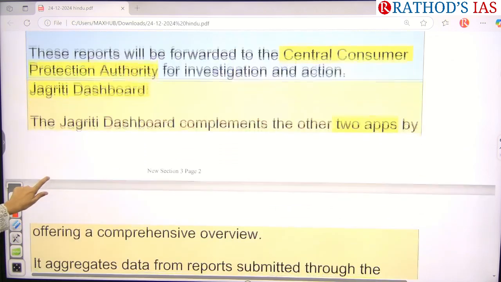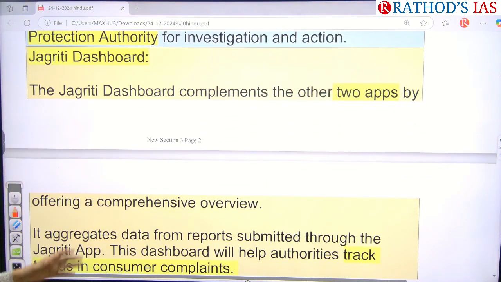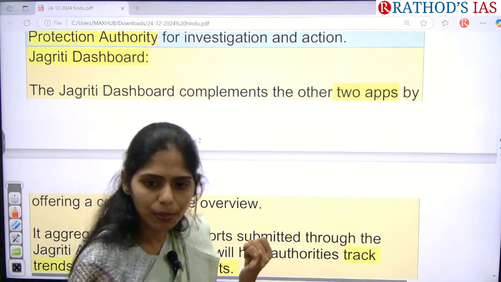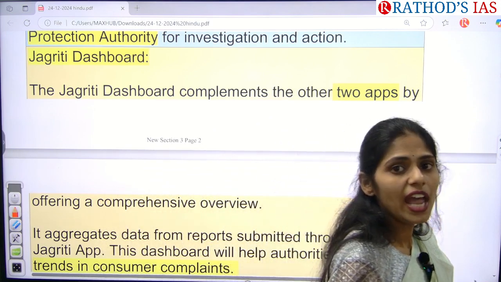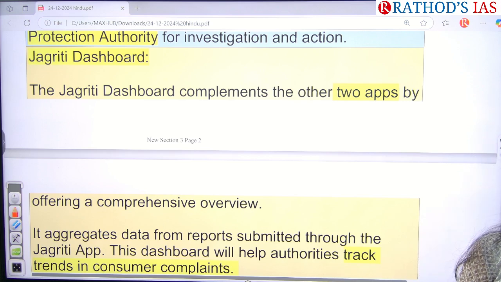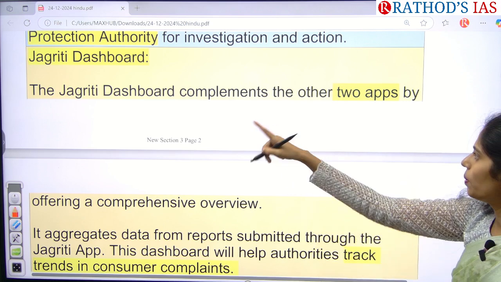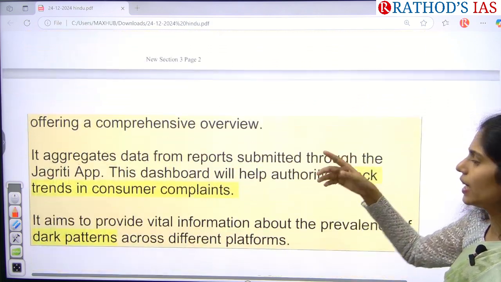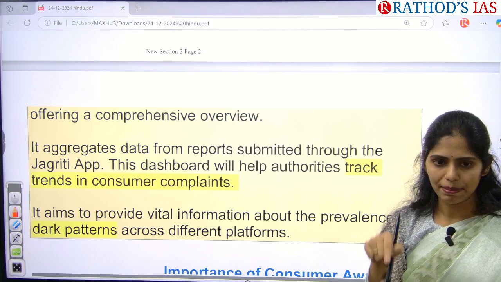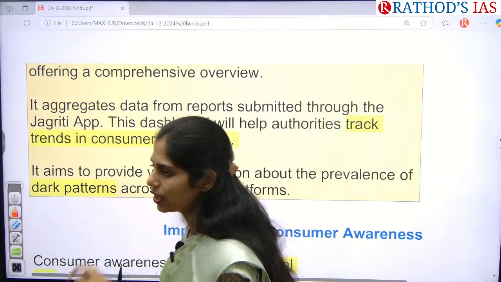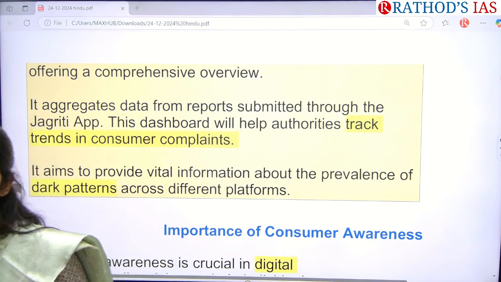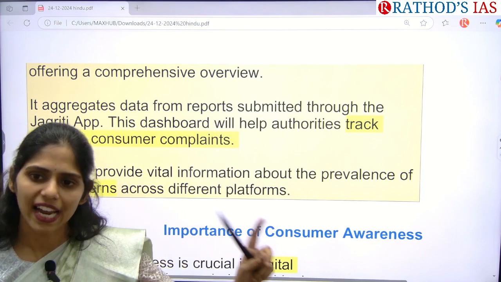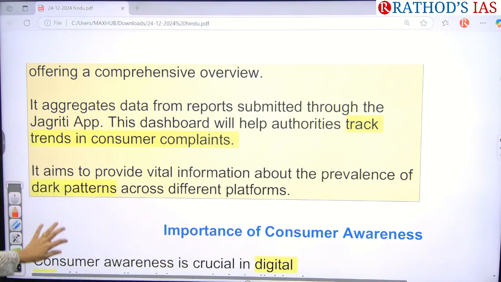And next, we are also having a dashboard, where we will be combining these two apps. One will be providing good information and one will be providing access for reporting complaints. Based on this, we will have a dashboard so that we can get all the data of these two apps together. So these are the three important ICT technologies which came up by the government to protect consumers regarding online shopping.